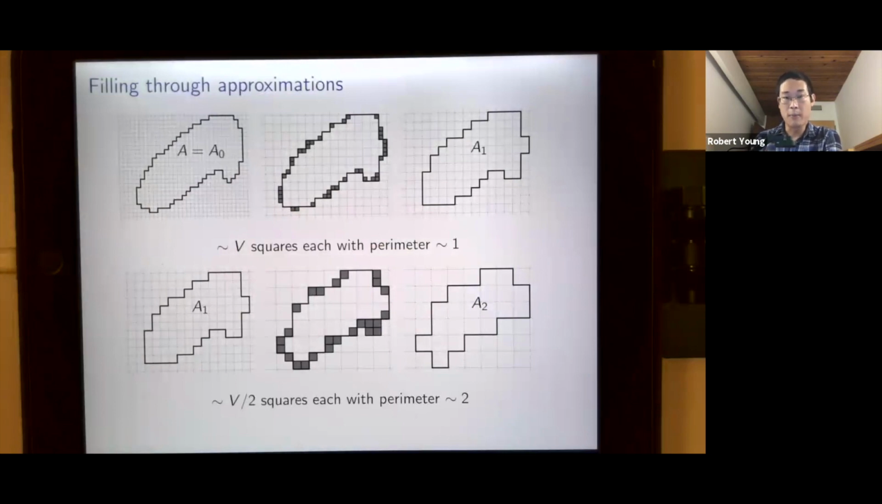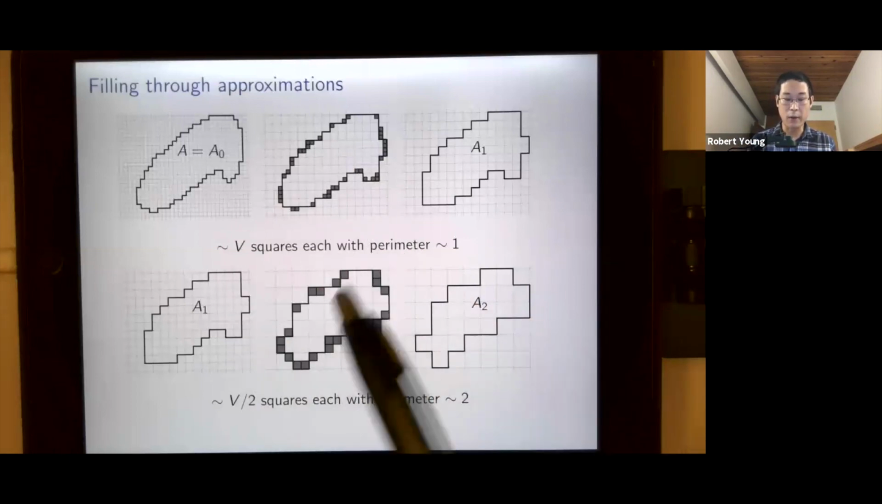And you repeat this for A3, A4, A5, all the way up to A sub log V, because A sub log V is going to be 0. And if you then add all these annuli together, you end up with a filling of A, which is made up of a bunch of squares of different sizes.